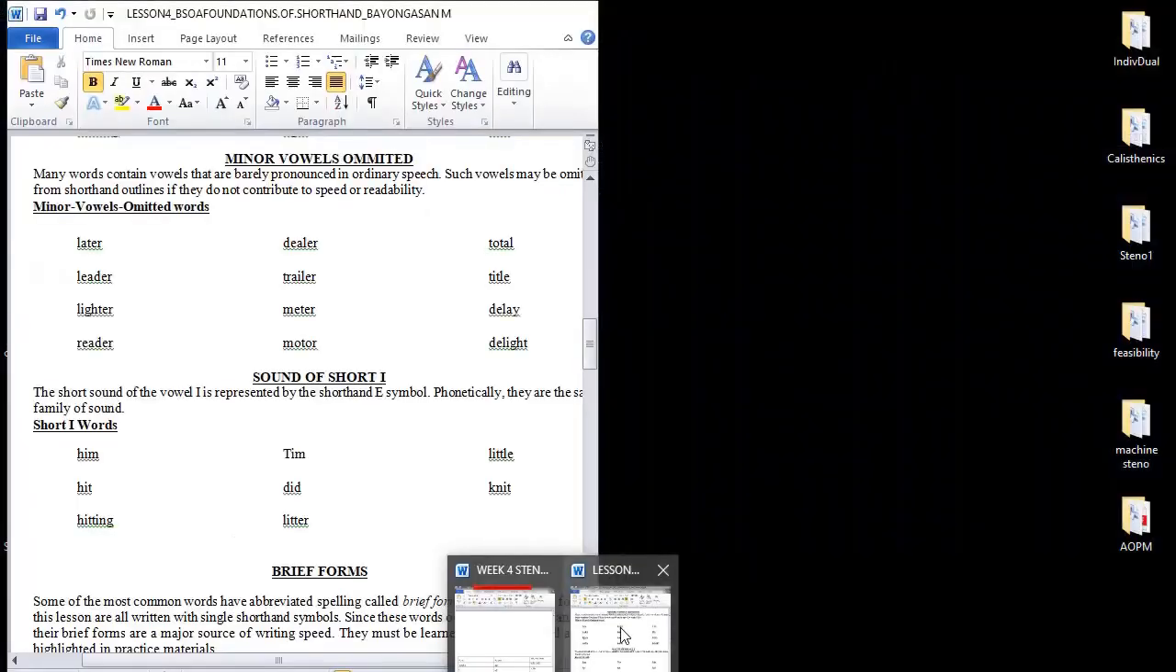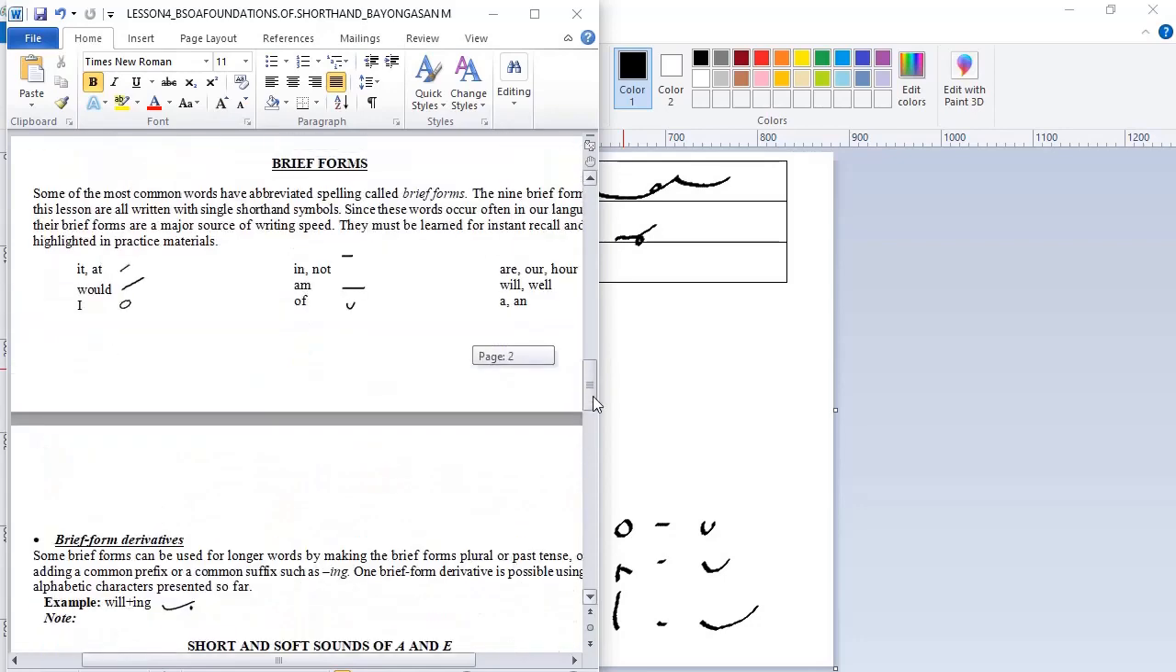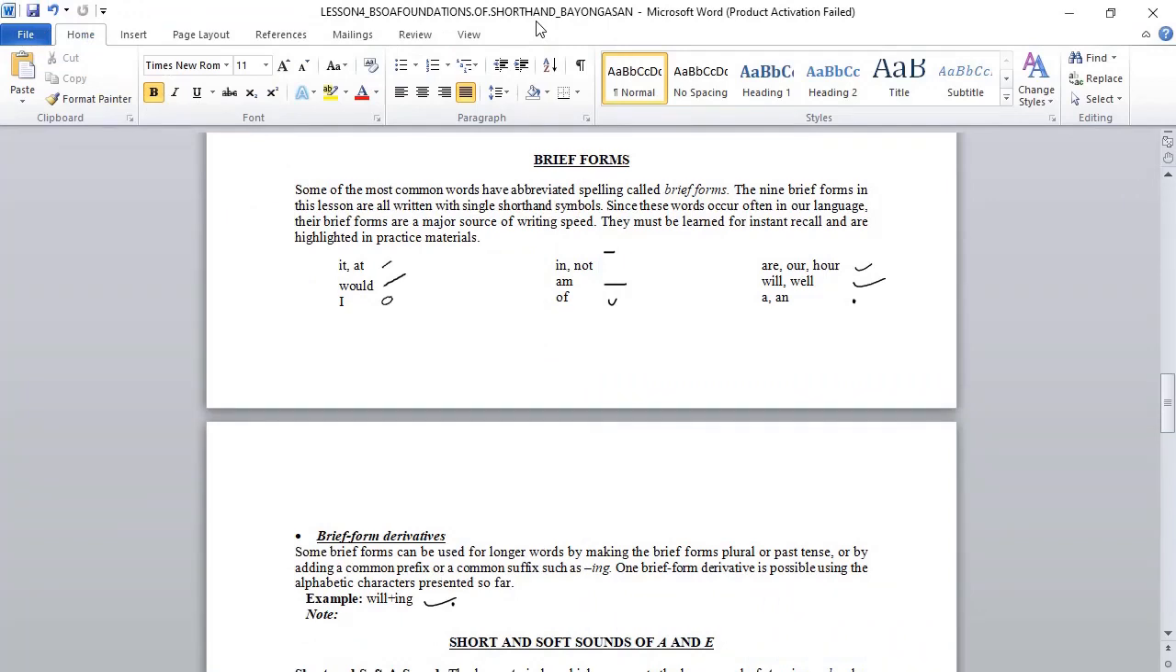Okay? So now let's move on to our next part of the lesson, and this is where you need your brains. No, I'm just kidding. So next is what we call the brief form. According to your module, some of the most common words have abbreviated spelling called brief form. The 9 brief forms in this lesson are written with single shorthand symbols. Since these words occur often in our language, their brief forms are a major source of writing speed. They must be learned for instant recall and are highlighted in practice materials.